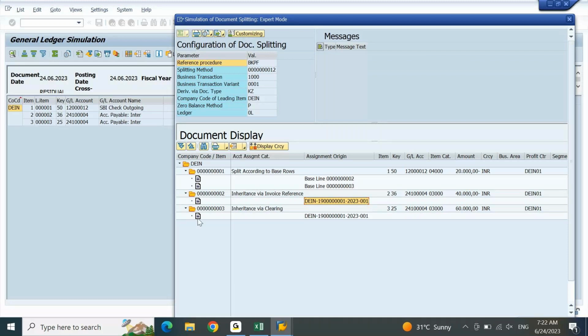Third line item, which is your payment amount of 20,000. The original invoice value of 60,000. This is a clearing entry. It is writing inheritance via clearing. It has taken the profit center based on the same logic. Company code DEIN, document number 19 all zeros 1, fiscal year 2023, 001, which means line item number 1.